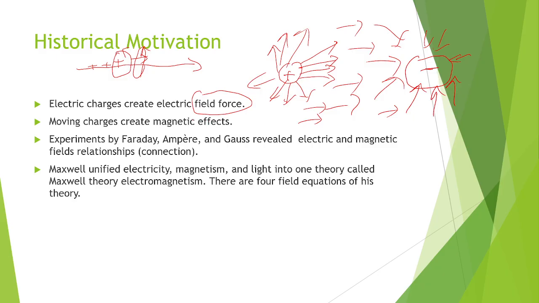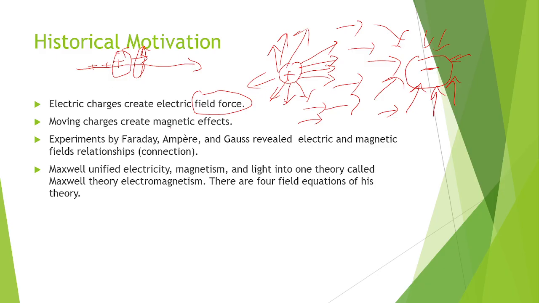So if a charge is static, it has an electric field around it, but if it starts moving, the electric field remains the same, but it also creates a magnetic field.